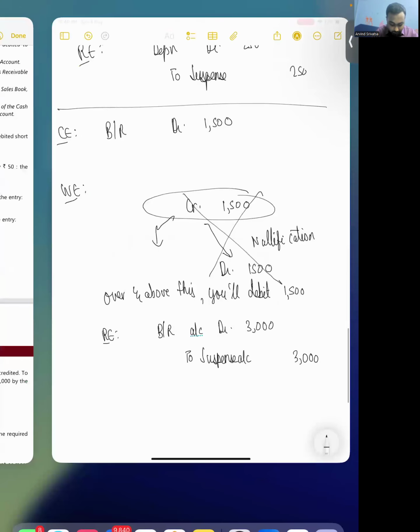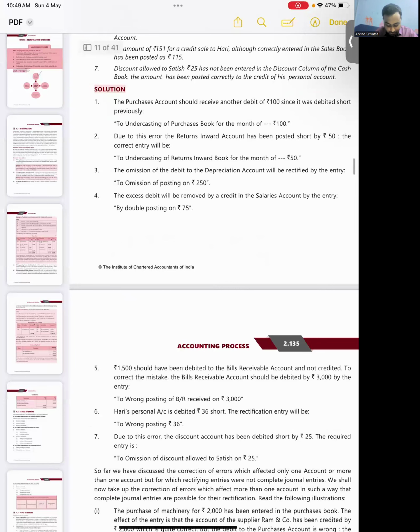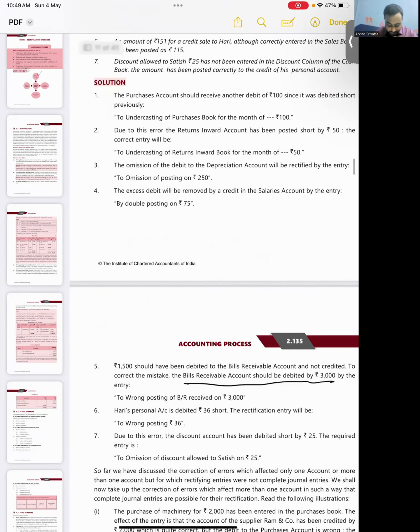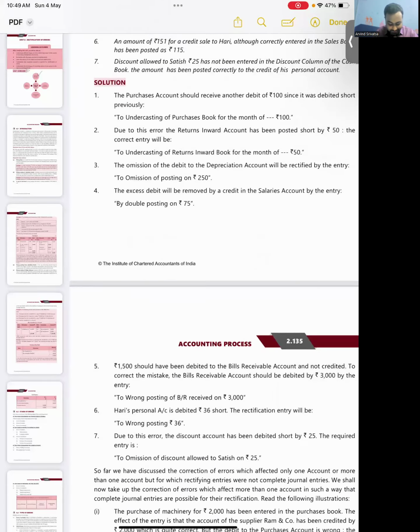So what have they done here? What solution have they given here? 1500 should have been debited to the bills receivable account and not credited. To correct the mistake, the bills receivable account should be debited by 3000 by the entry. Yeah, so the entry again they've not given, they've just given the narration there.